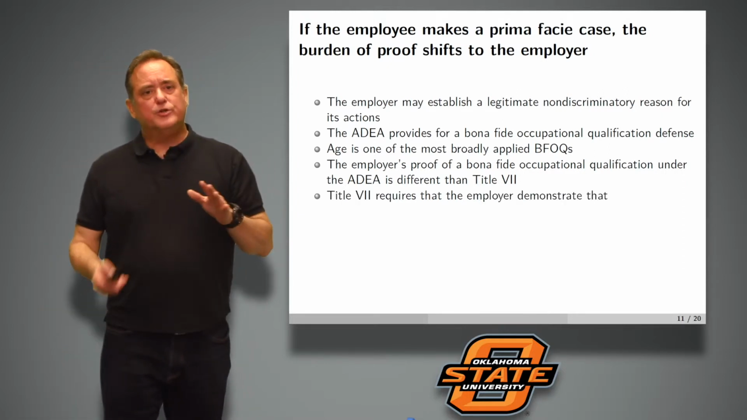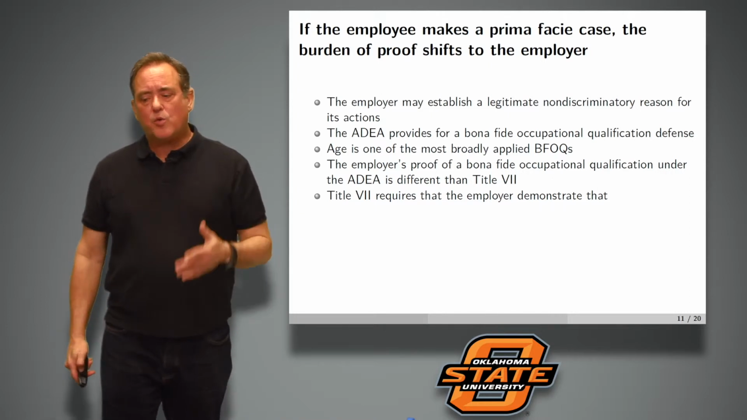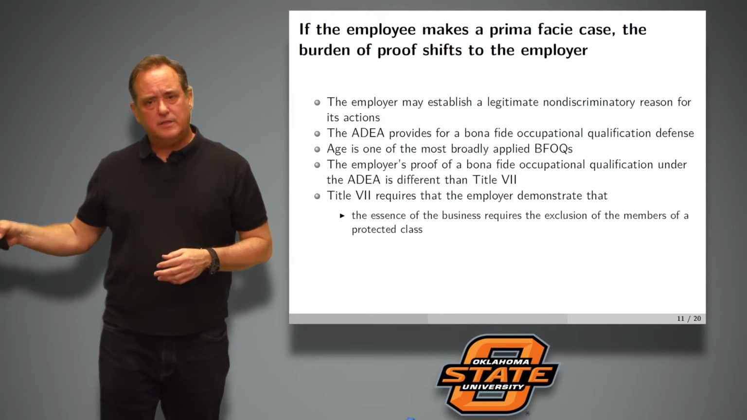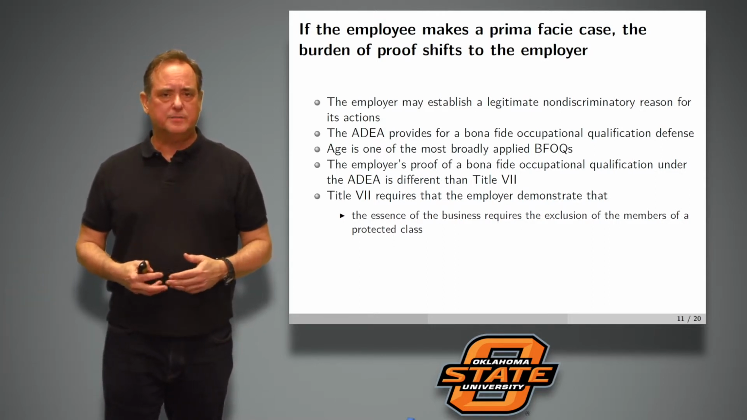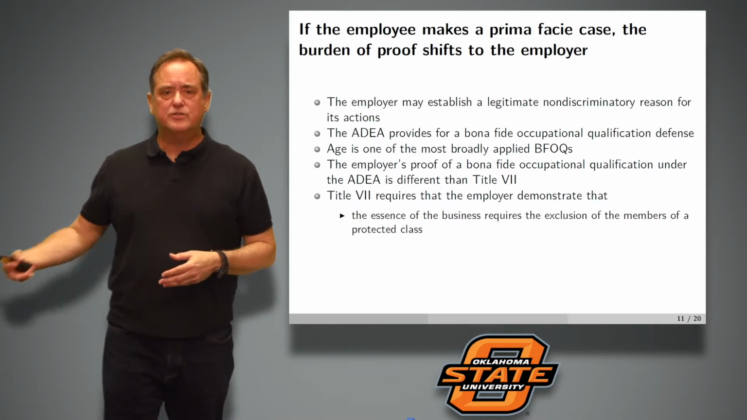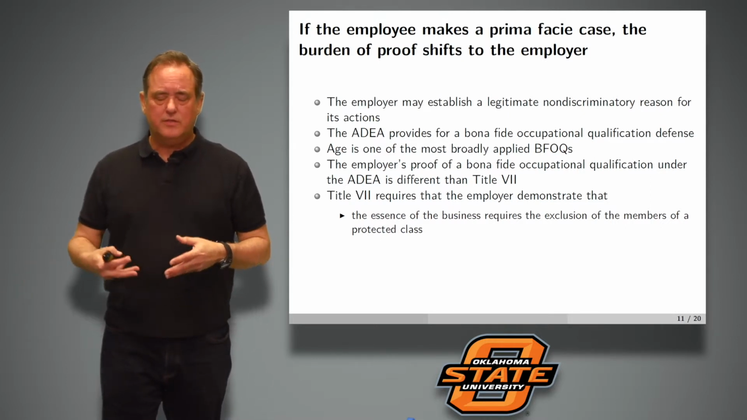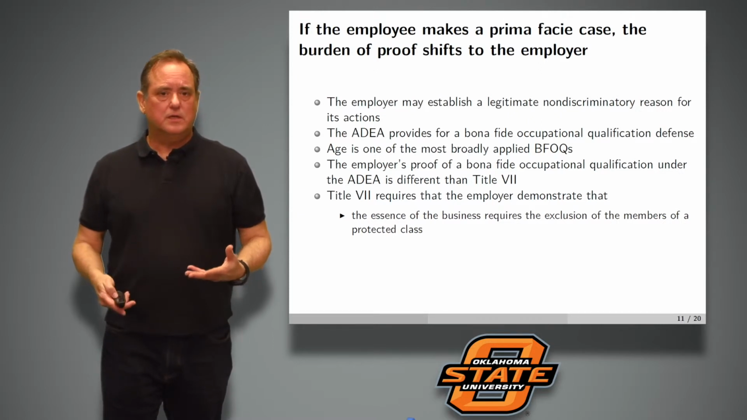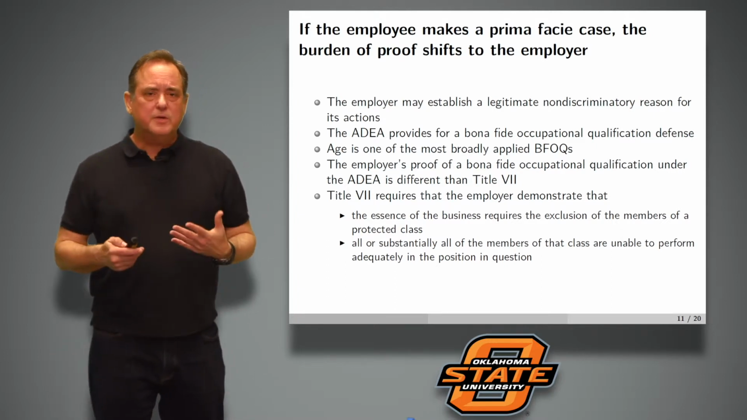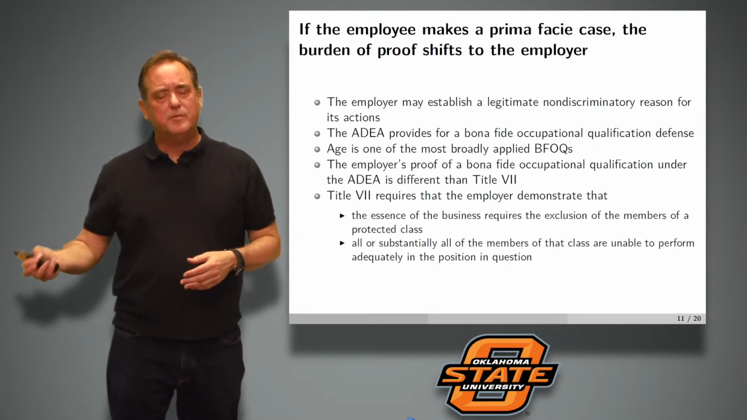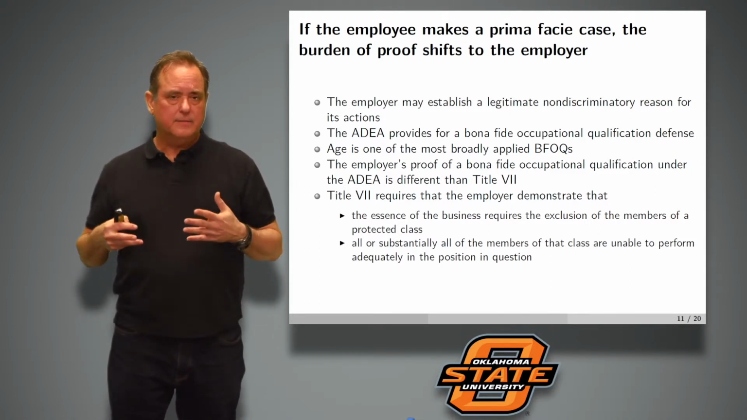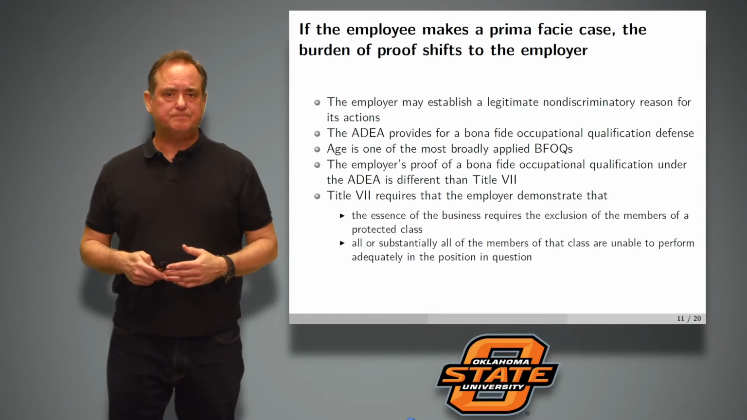Title VII, just to refresh you, how do I prove a BFOQ? Well, it requires that the employer demonstrate the essence of the business requires the exclusion of the members of a protected class, meaning it goes to the heart of my business. If I am not allowed to discriminate on this basis, then I'm going to go out of business. So you must show that it requires the exclusion of members in a protected class, and you must show that all or substantially all of the members of that class are unable to perform adequately in the position in question.